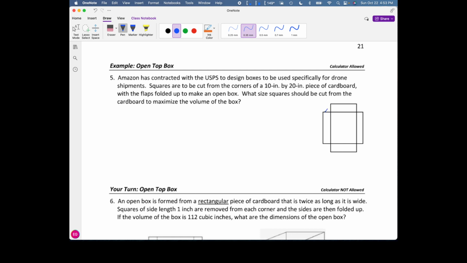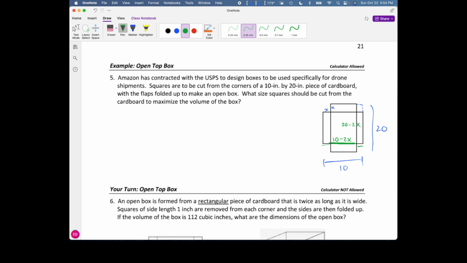Our scenario is a little different this time because we don't know what the corners are that we're cutting off. So these little corners here, we don't know how big they are. But we do know that we started off with 10 inches and 20 inches. So when we go to find this side right here, it's going to be 10 minus the 2 x's from the corners that we removed. And this other one over here is going to be 20 minus 2x.